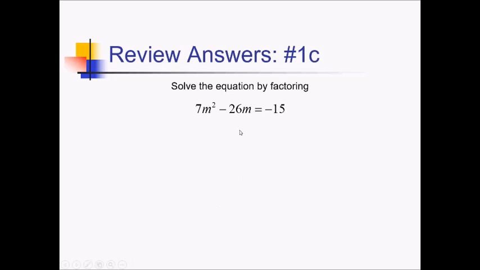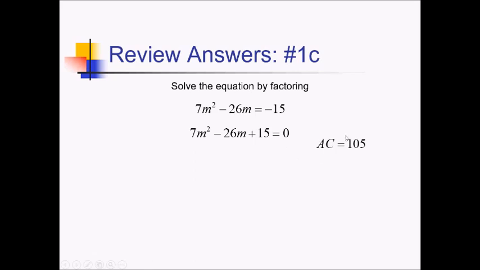To solve this equation by factoring, I need to get everything on one side. Let me add 15 over to the left side. And now if they didn't say solve by factoring, I might go for a quadratic formula on this one, but if I have to do it by factoring, I'm going to use the AC method. So let me multiply 7 and 15 together. That's going to give me 105 for my AC value.